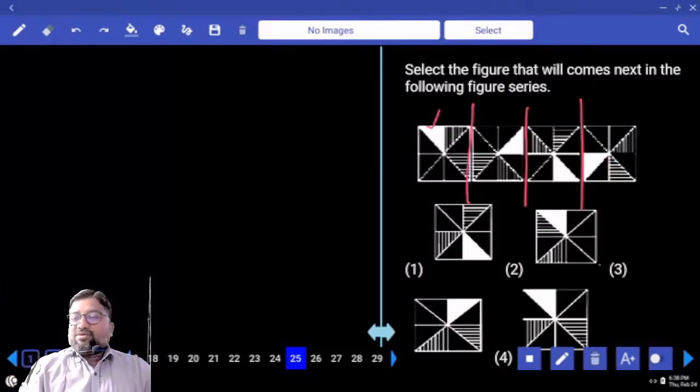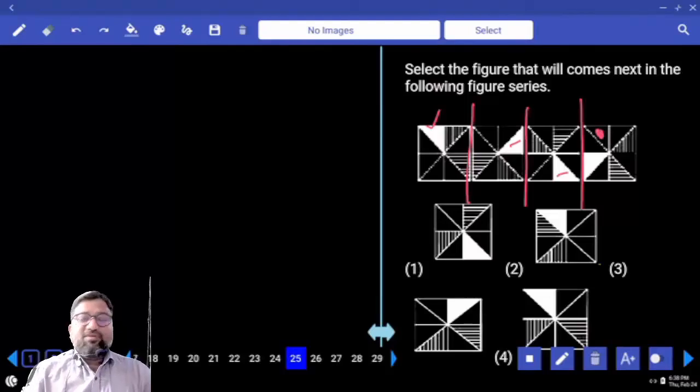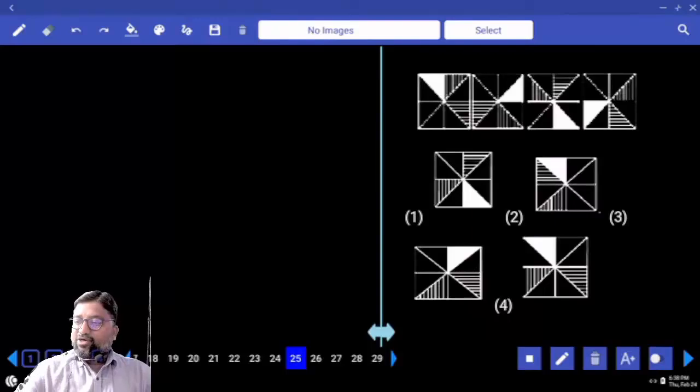Clockwise, two sides kada? 1 2. Malli tarvata 1 2. Next 1 2. Ante you will have it somewhere here in the answer. Yes or no? How many options? Two options. Either second option or fourth option. Next, go for this one here, this one.